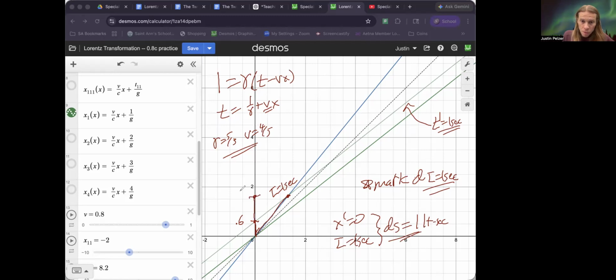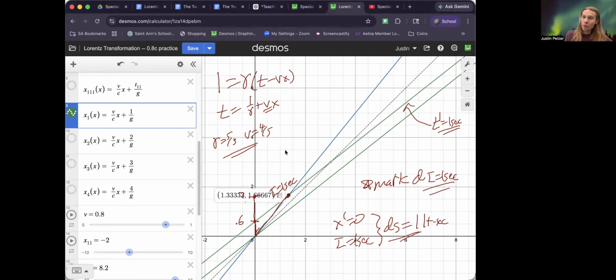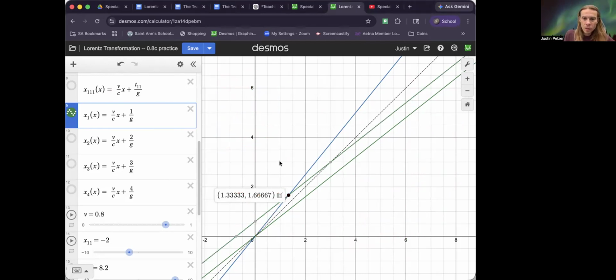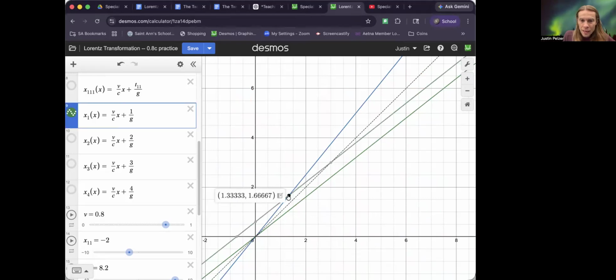How far did Earth go? Well, it's pretty easy to see. We can ask Desmos where that point is. Well, that point is going to be, that's the x coordinate, but that's the t coordinate, 1 2/3. Wait, what's 1 2/3? Wait, that's gamma. Oh my God. So we actually could get this in a different way. Let me clear. So it's not a coincidence that that's gamma, right?